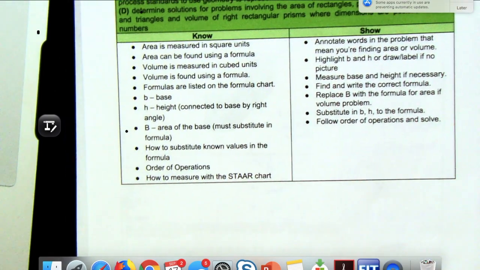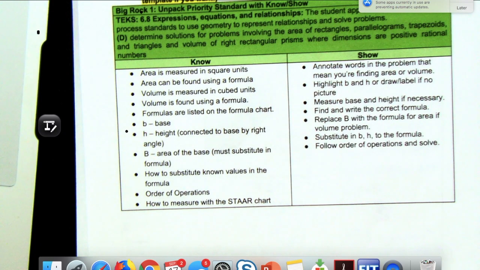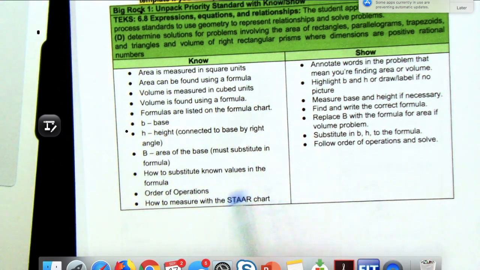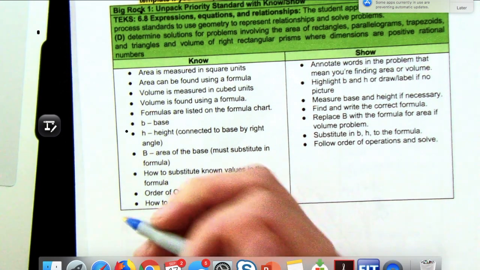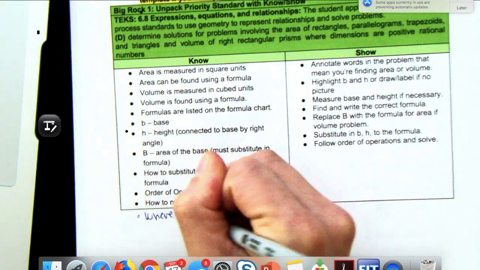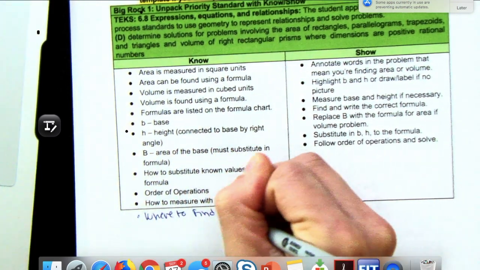Okay, so one thing I didn't include in my no-show chart is finding the correct formula and using my formula chart. Okay, so I referenced measuring because I know on this standard I may have to measure some figures, but I didn't say anything about finding correct formula. So I need to know where to find the correct formula.